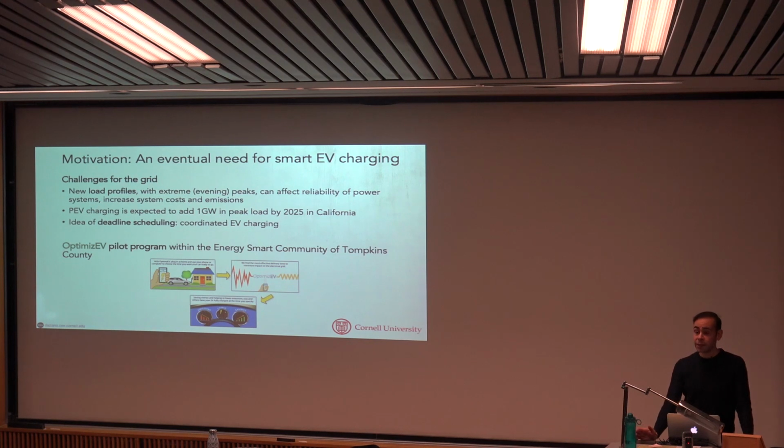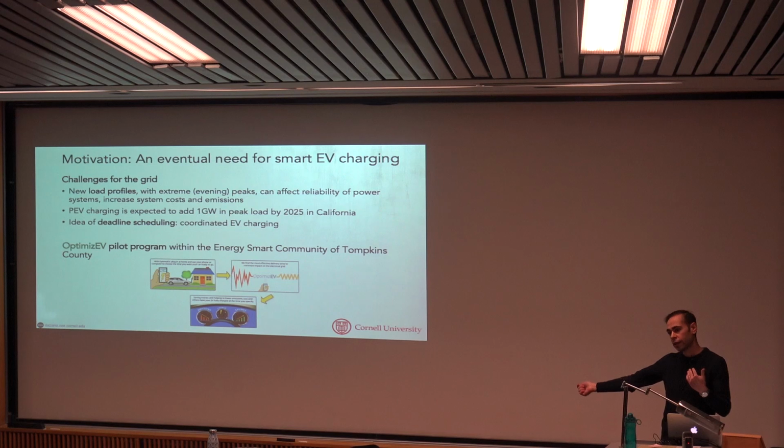If there are no incentives, you just start charging the minute you plug your car in. Most people have a level 1 or level 2 charger at home, so it takes a long time for your car to be charged, and then you don't unplug it until the next morning. So you can think if you have a lot of cars doing exactly the same thing of arriving and plugging the car in, there's a peak load at 6 p.m. when people arrive home.